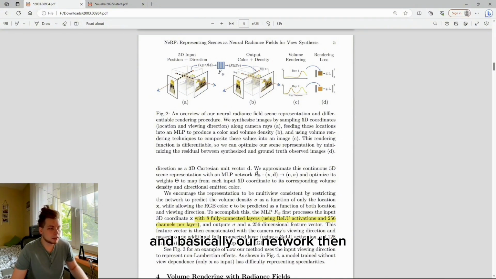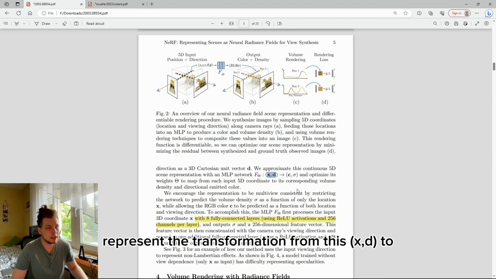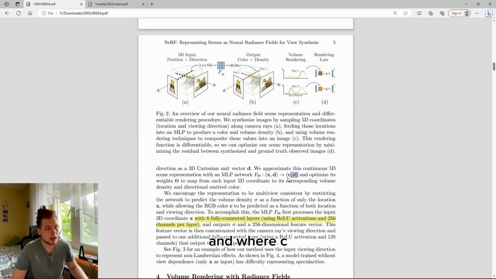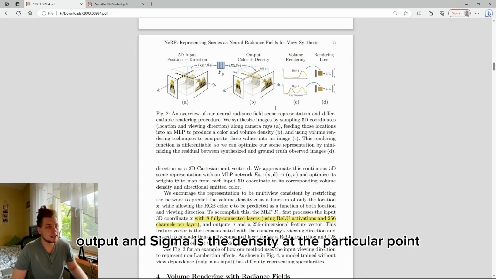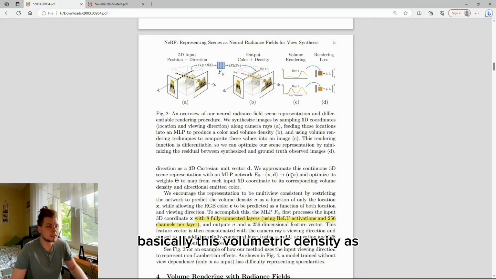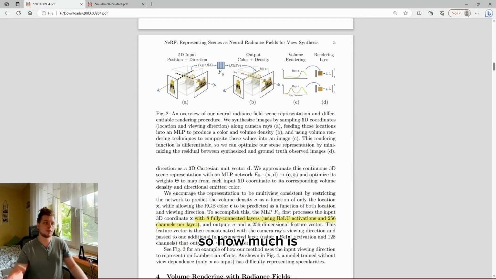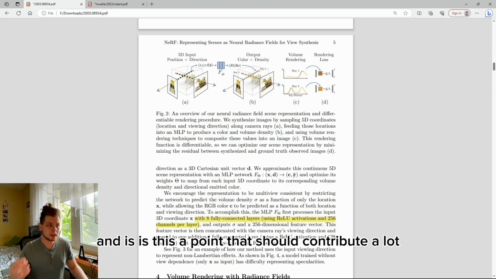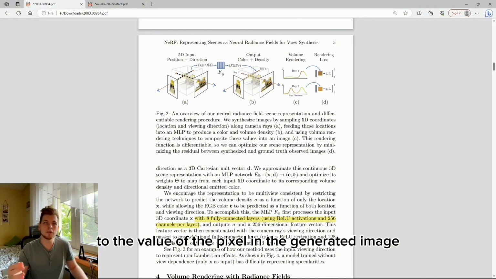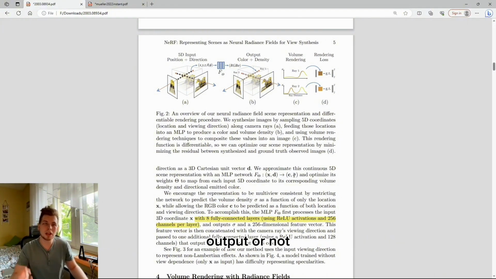And basically our network then represents the transformation from this x comma d to c comma sigma, where c is the color output and sigma is the density at a particular point. We can think about this volumetric density as how much we should really take into account this color. So how much luminance is generated by this sigma, and is this a point that should contribute a lot to the value of the pixel in the generated image output or not?